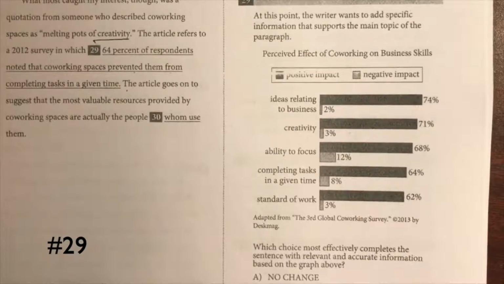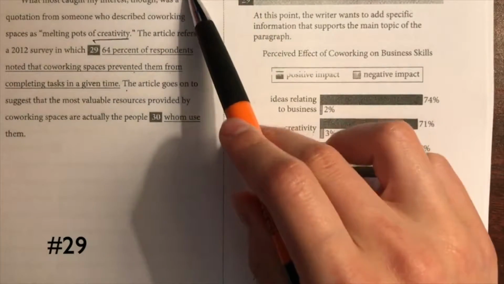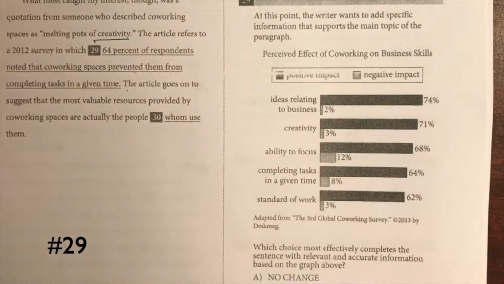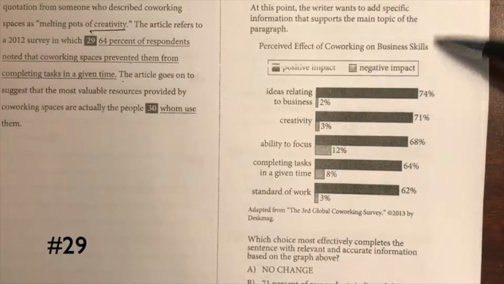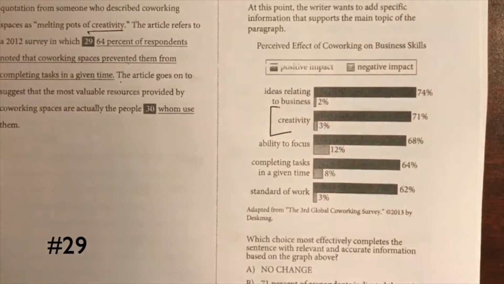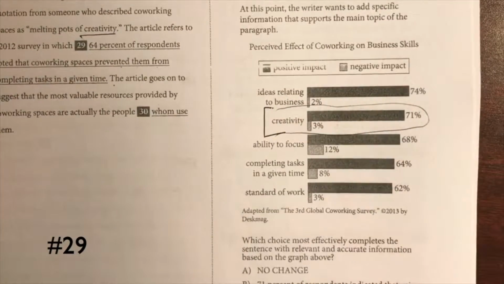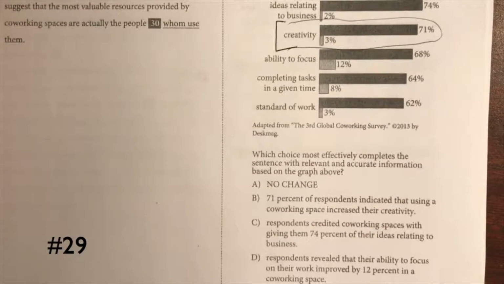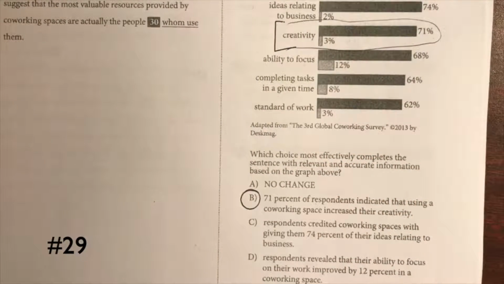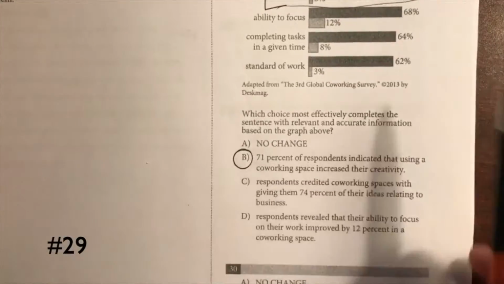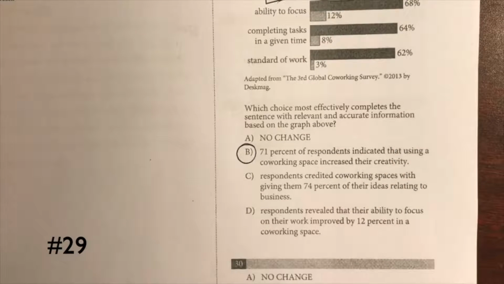So let's take a look at our chart and see which one would make sense based on the sentence we have before the one we want to fix. If they want to focus on melting pots of creativity, let's look at this chart. Oh, and I see right here that there's a slot for creativity. That seems like something pretty substantial: 71% reported a positive impact on creativity. So we probably want to include that in our answer. We can see here that answer choice B does mention the creativity that is referred to in the beginning of this paragraph, so that would be most relevant and accurate based on the graph above.